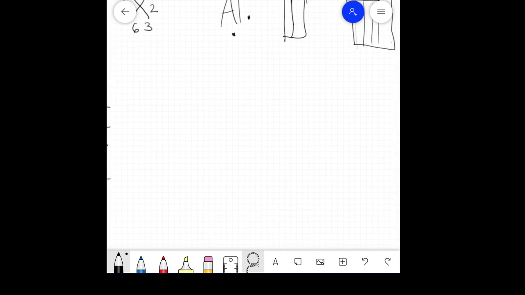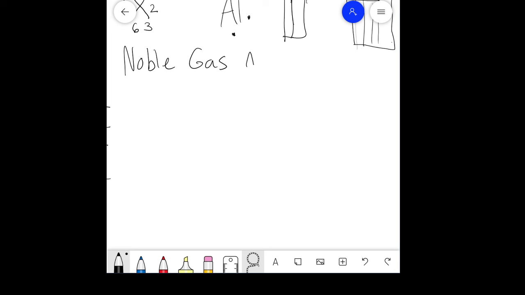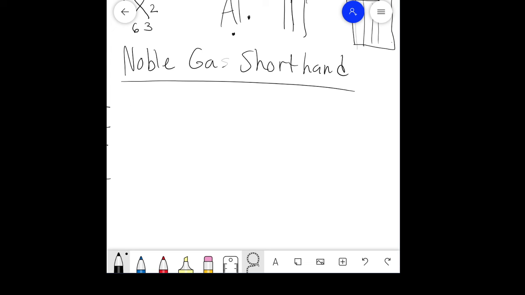And then, speaking of shorthand, I promise this is the last thing. Speaking of shortcuts and shorthands, you have your noble gas shorthand. This is to help with electron configurations, so you don't have to write all 53 electrons out. So it's used for abbreviation.